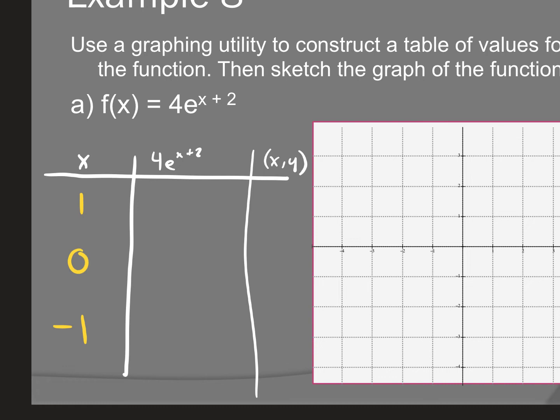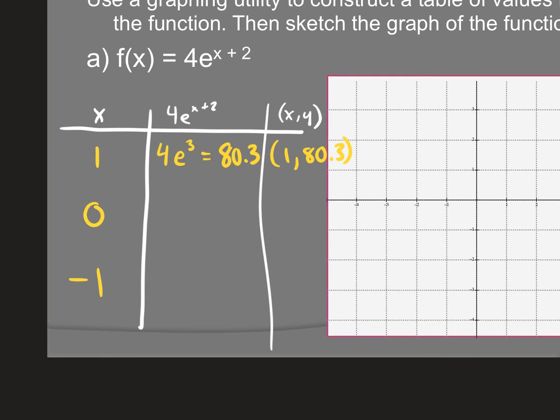So if I plug in 1, I have 4 times e to the power of 3. So I'd have to put that in my calculator. Have to do e to the power of 3 first and then multiply it times 4. So we get 80.3. So I plugged in 1 and got 80.3. Now this is way, way off our graph. So let's plug in 0, see if we get some smaller numbers, because maybe we should plug in numbers that are smaller and get some numbers that we can clearly see.